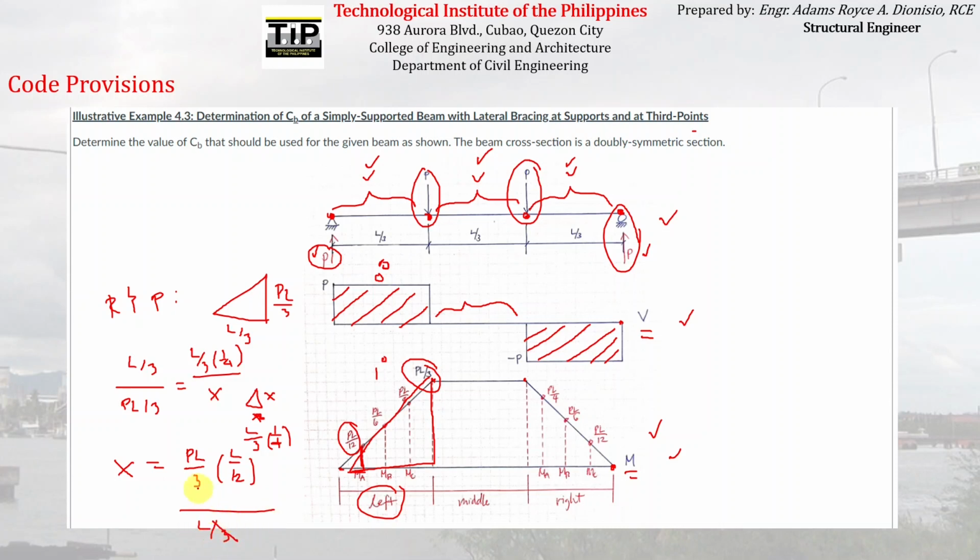So the 3 here will be cancelled, as well as the L. So the remaining coefficients will just be equal to PL over 12. That's why it's PL over 12. So you can compute for the other moments here in a similar manner.